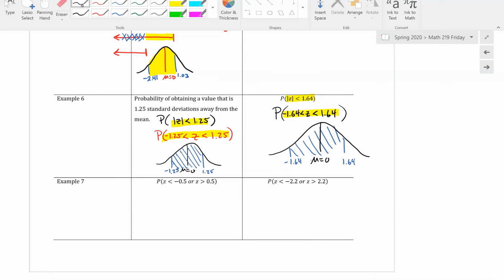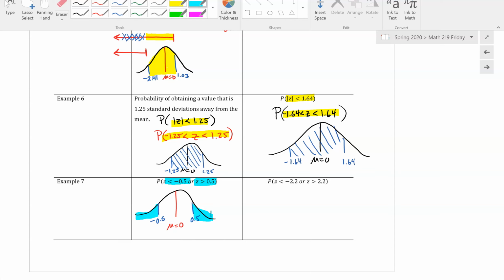Here, they're talking about not being in between two numbers. They're talking about being outside of two numbers. So if you visualize what's going on here, they're saying, what's the probability of finding a z-score left of negative 0.5 and right of 0.5? So there's negative 0.5 and positive 0.5. I'm looking for z-scores that are smaller than that, so that would be to the left. But I'm looking for z-scores that are larger than positive 0.5, so that would be to the right. So here I'm not looking for the area in between them. I'm looking for the area outside those two numbers.